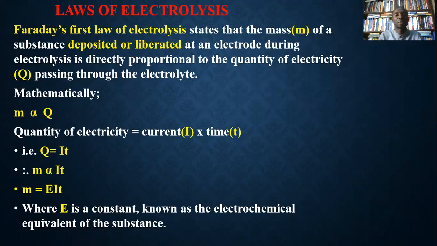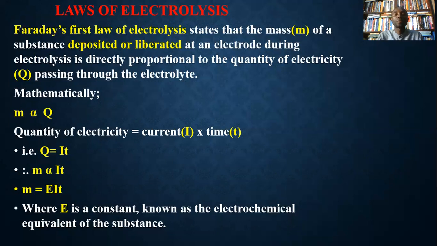It is represented mathematically as M directly proportional to Q. But we know that quantity of electricity is equal to current times time. If you equate it, it means that M is directly proportional to I times t. And if you remove the sign of proportionality, it will now be M = EIt, meaning that E is a constant of proportionality, which is the electrochemical equivalent of a substance. With this particular formula, you can solve questions from electrolysis.